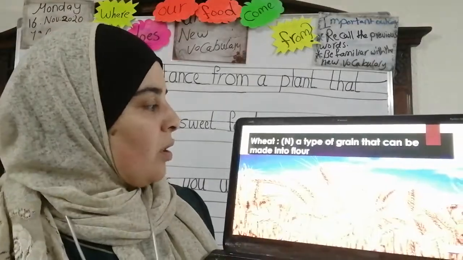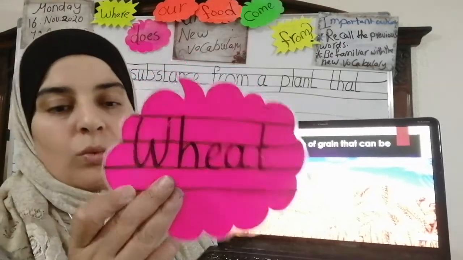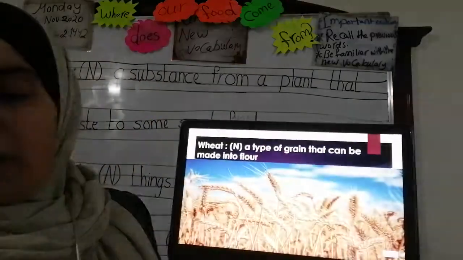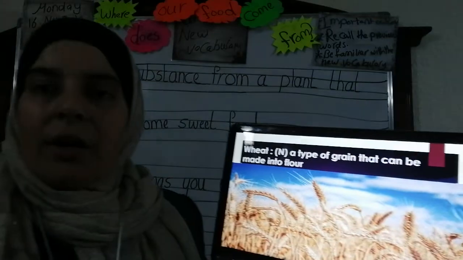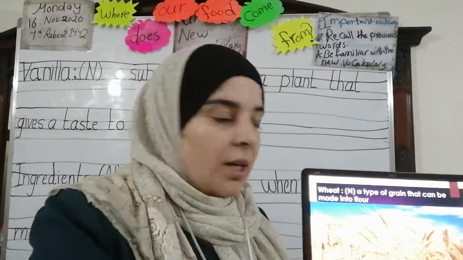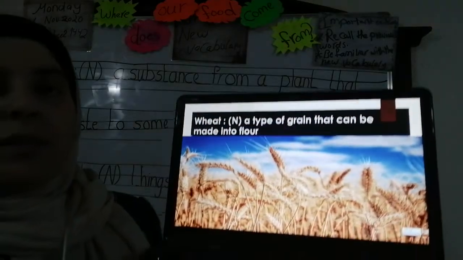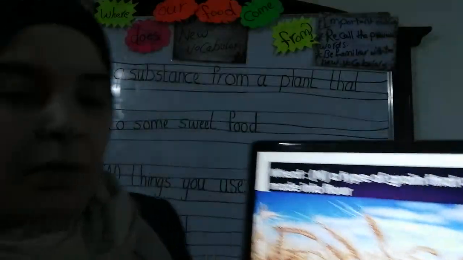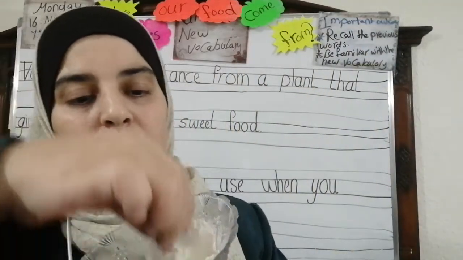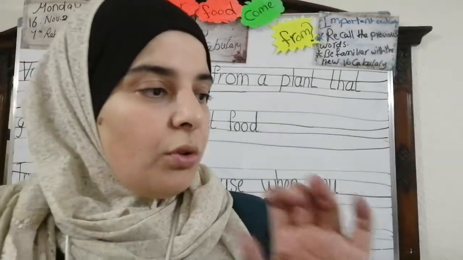The next one, we have wheat. Look at this one. This is wheat. What do we mean by wheat? It's a noun, a type of grain that can be made into flour. Look at this one. I brought this for you. These are green ones, okay? Now, again, what do you mean by wheat? It's a noun, a type of grain that can be made into flour. This is the flour that we mean. Look at me here. You can make cake. We can make bread, okay? Deal? Now, we're going to move to the next word.